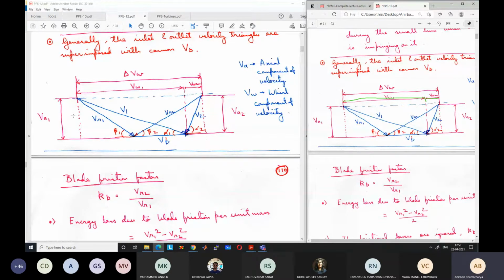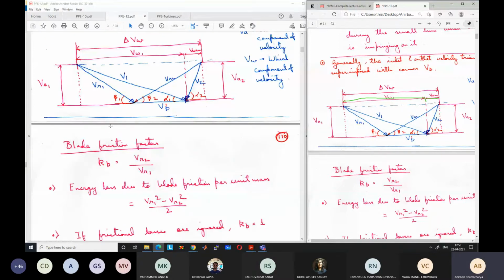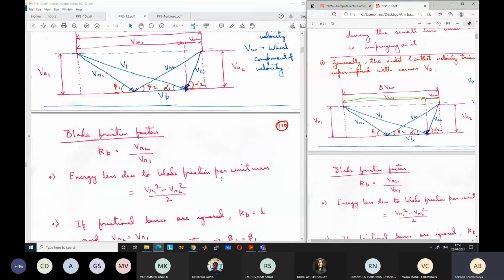So then let us go through a few definitions. Energy loss due to blade friction per unit mass. The initial relative kinetic energy in the blades is half VR1 square.